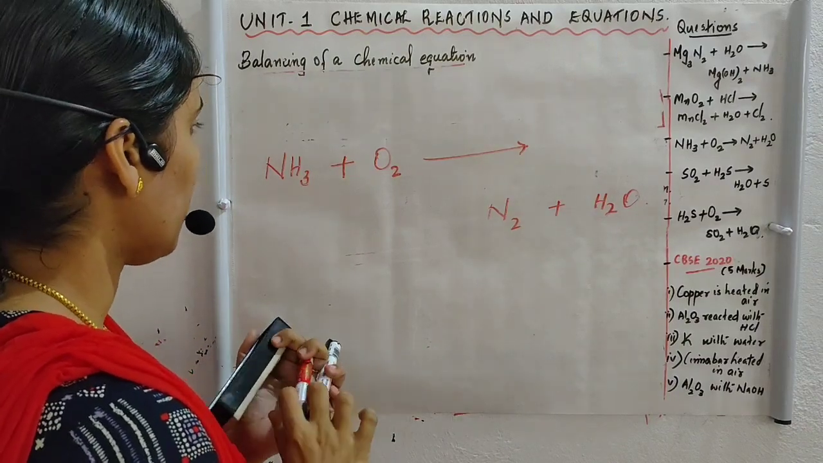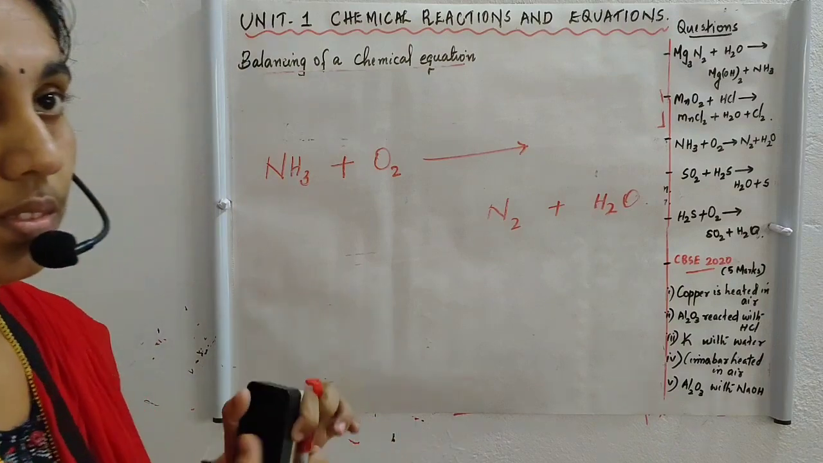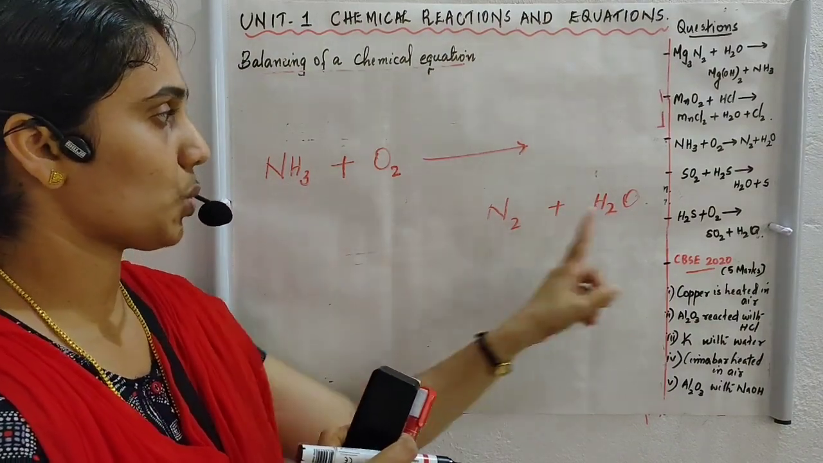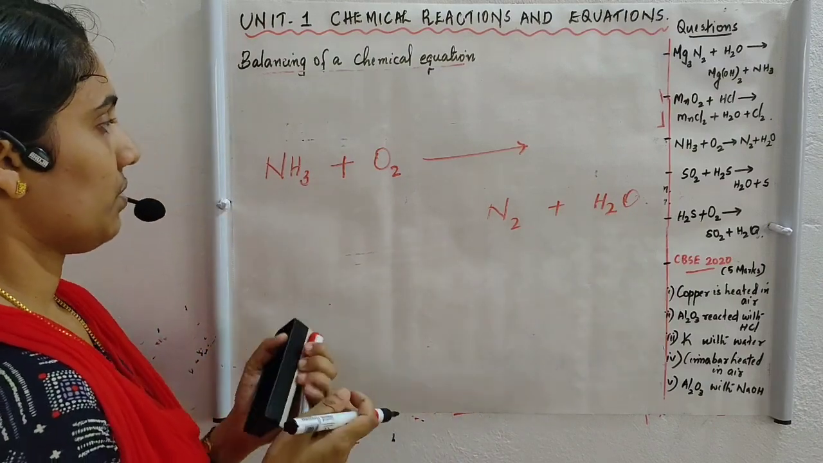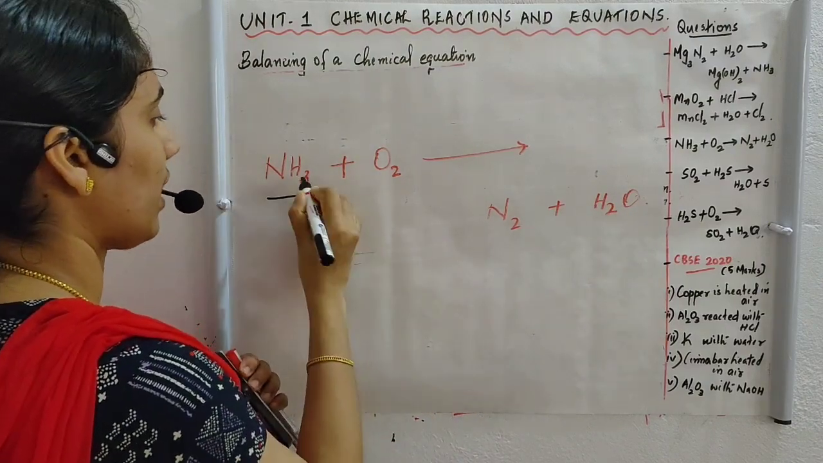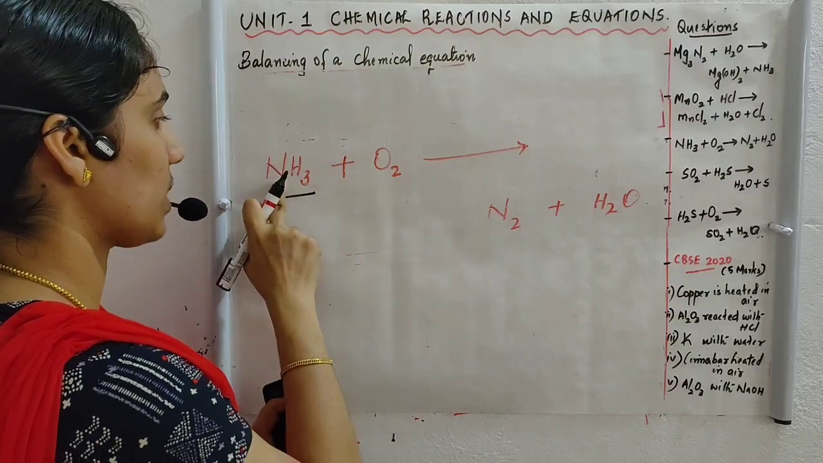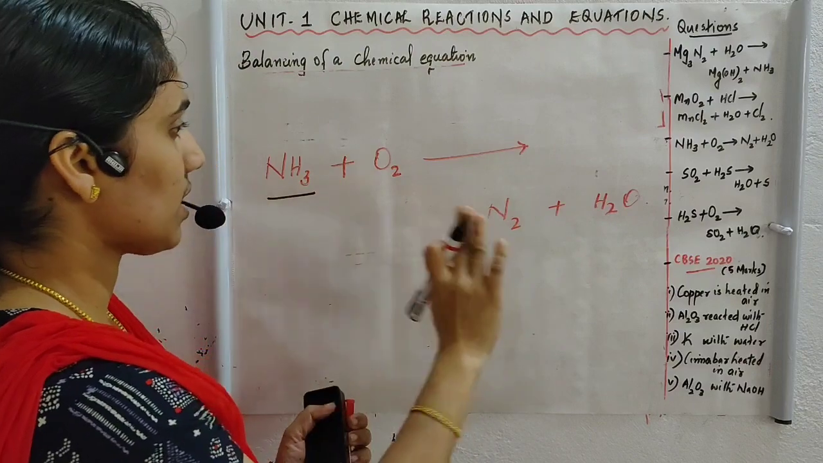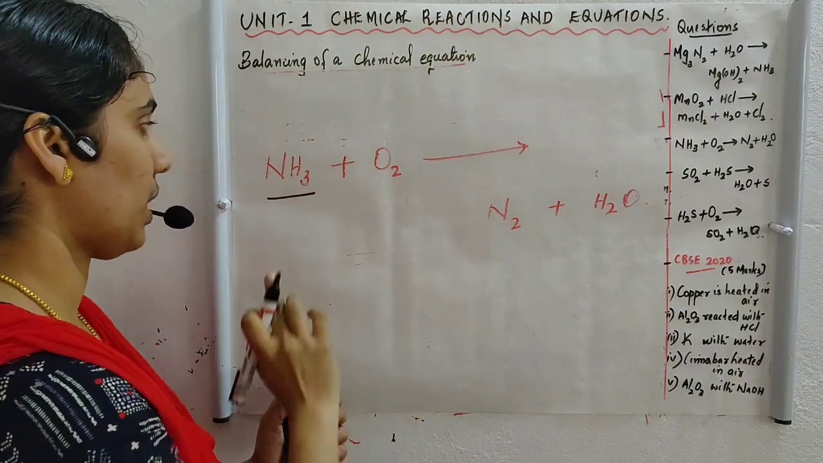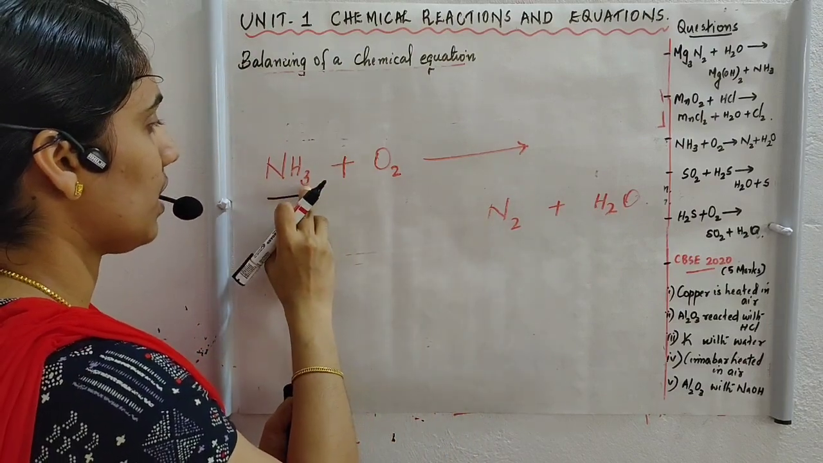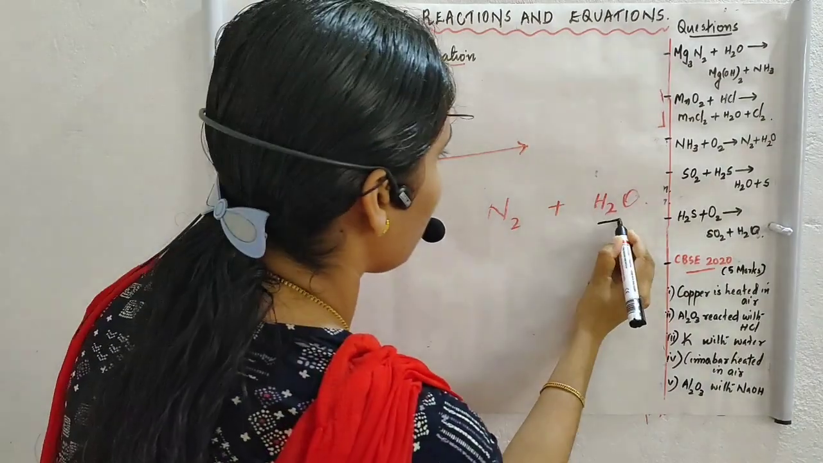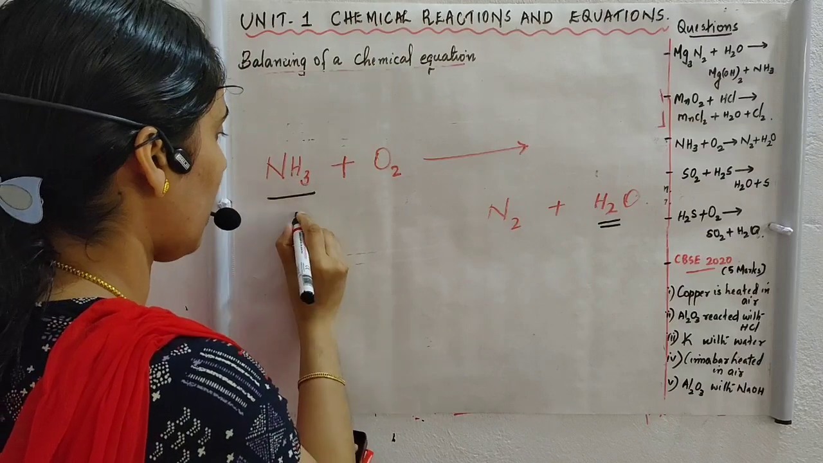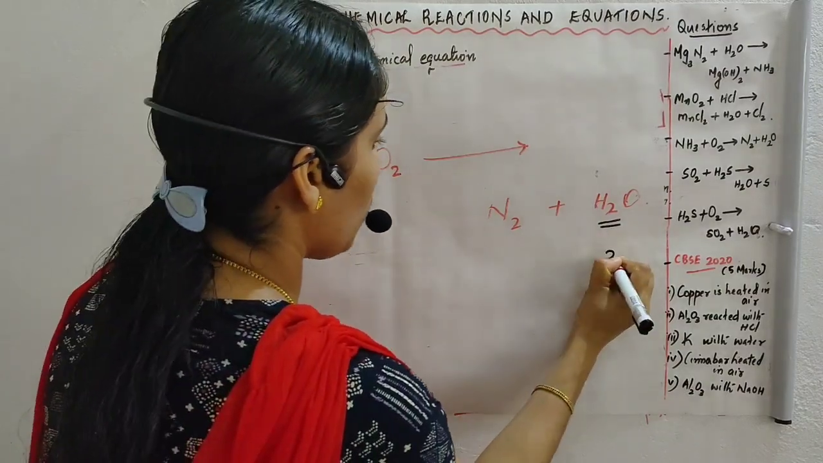In this equation, NH3 plus O2 gives N2 plus H2O. Considering the biggest formula, it is an unbalanced equation. You can see nitrogen here it is 1, here it is 2. So this is an unbalanced chemical equation. Hydrogen number here it is 3, this side it is 2.